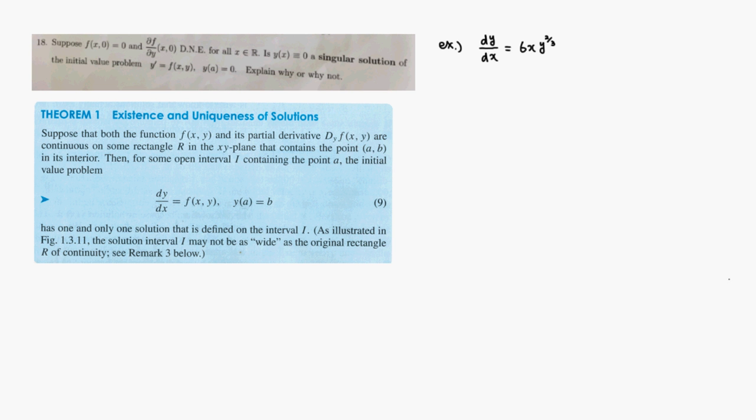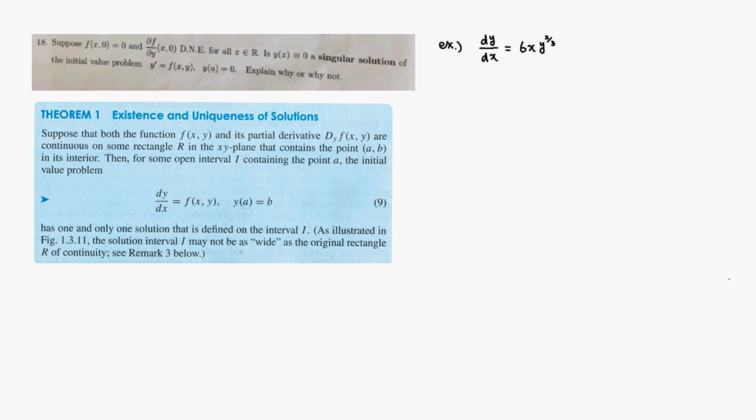All right, let's look at the differential equation problem number 18. It says this: suppose that f of x comma 0 equals 0, and the partial derivative of f with respect to y at x comma 0 does not exist for all x, which is a real number. Is y identically equal to 0 a singular solution of the initial value problem y prime equals f of x comma y, and y of a is equal to 0?